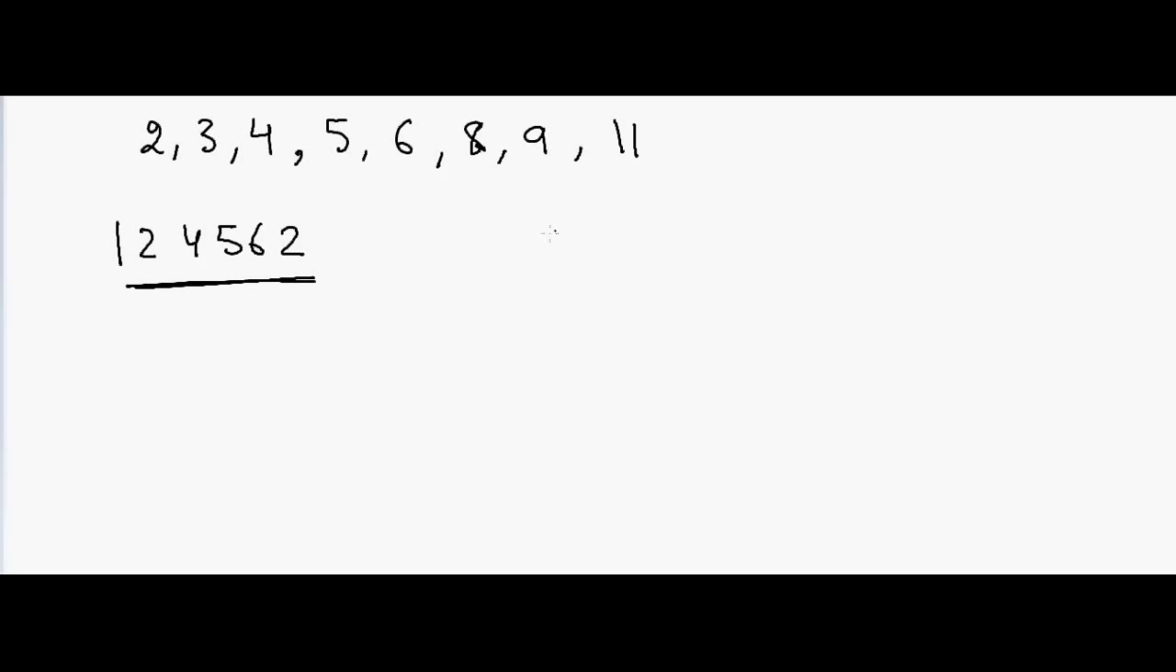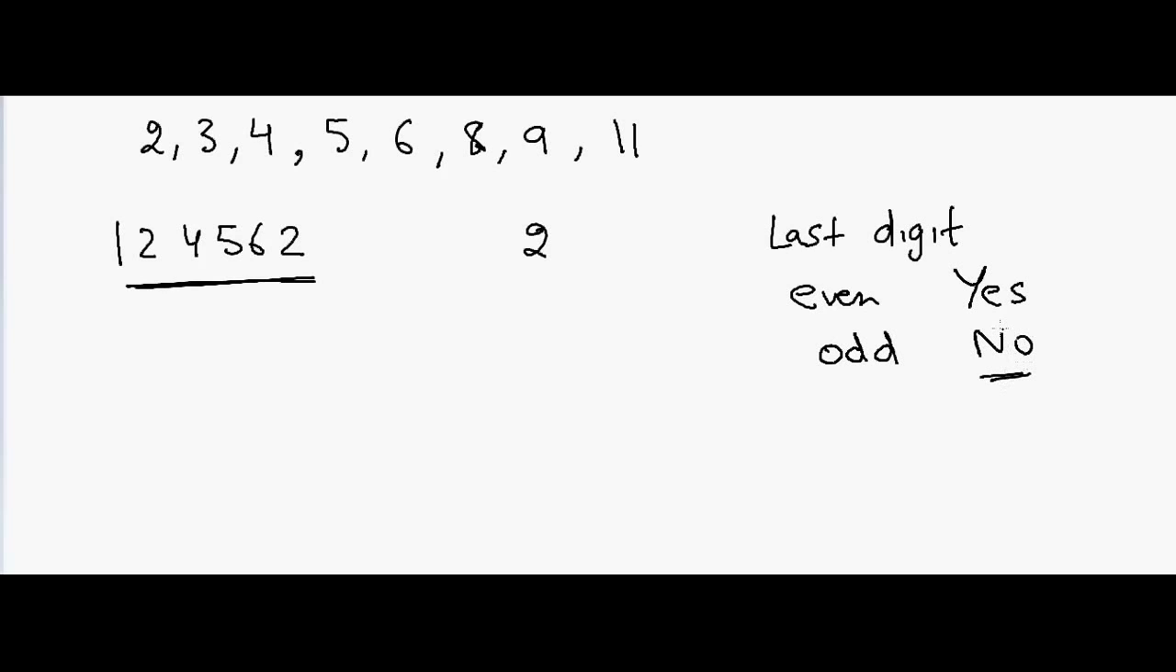For this test it is very easy. We have to look at the last digit, and if it's even, then yes, and if it's odd, then no. Here we can see that the last digit is 2, so it should be divisible by 2 because it's an even number at the end.